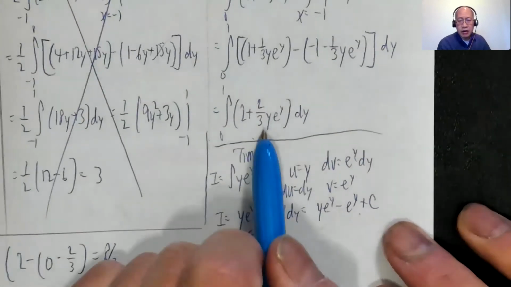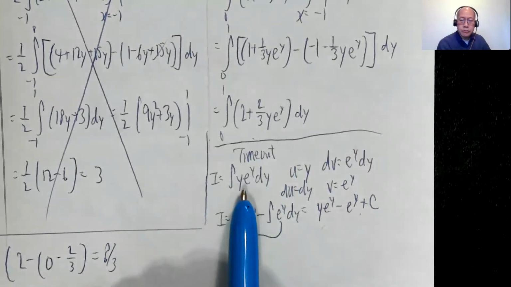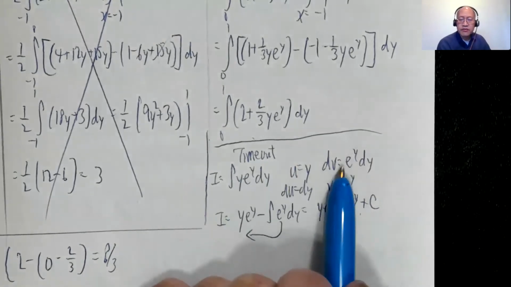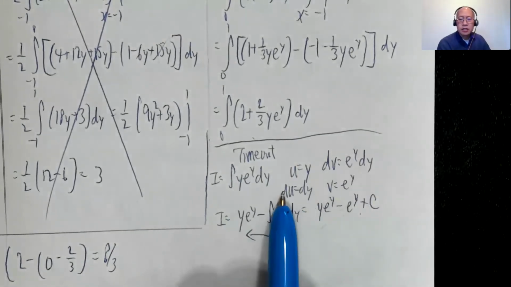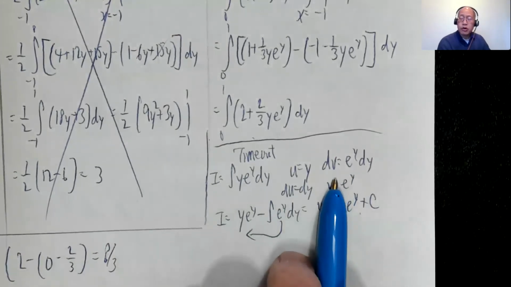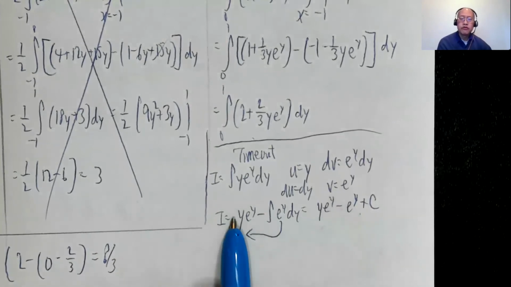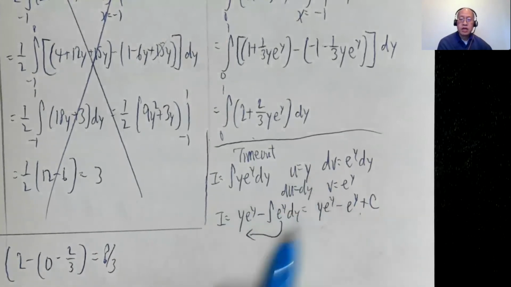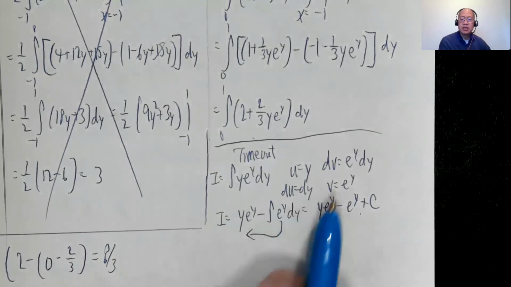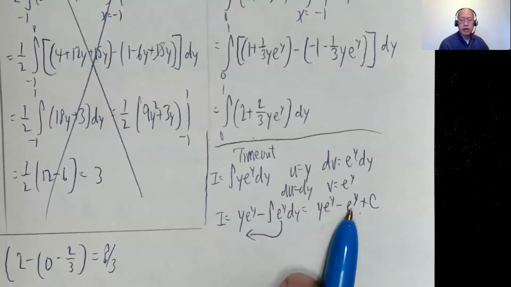I have to take a time out. Integrate y e to the y. That's integration by parts. Let u be y, dv is e to the y dy. du equals dy, v equals e to the y. Remember integration by parts. If you want to put the formula on your cheat sheet, you may. It was uv minus the integral of v du. So it's y e to the y minus e to the y plus c. Okay.